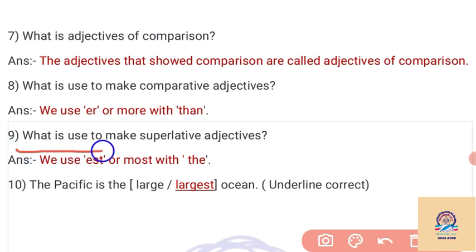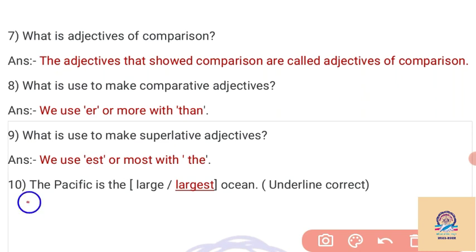Then what is used to make the superlative adjective? We have to use est with the positive form. It means we have to add est or the word most. If it is a two-syllable adjective, then we have to use most before the positive degree, and the must be there. Before the superlative adjective we have to write the article. So our answer is, we use est or most with the.